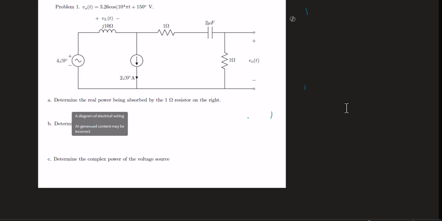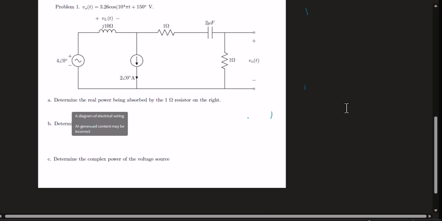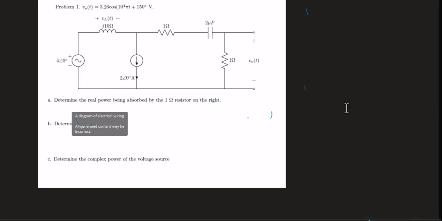On it, and we're supposed to figure out the real power being absorbed by the 1 ohm resistor on the right. So basically our 1 ohm resistor over here is the load we're looking at. And I was not able to cut and paste it without getting that little thing there. So this is: determine the real power being absorbed by the 1 ohm resistor on the right.